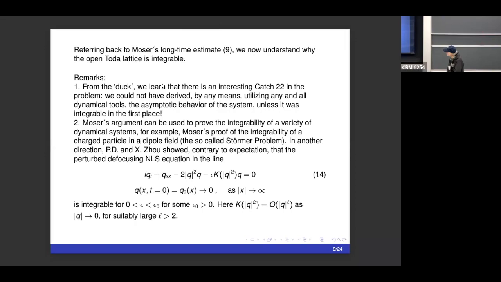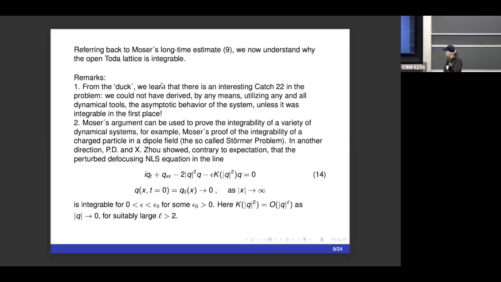So some remarks. From this duck test, we learn that there is a very interesting catch-22 in the problem. And the catch-22 says the following. You say, look, I don't care about integral methods. I don't want to think about it. I just want to use a hands-on approach, maybe some dynamical system ideas. And I then want to compute the long-time behavior of the system. What you learn from this is that you would not have been able by any means to compute the long-time behavior if the problem would not have been integrable in the first place. It's a catch-22 in the whole business.